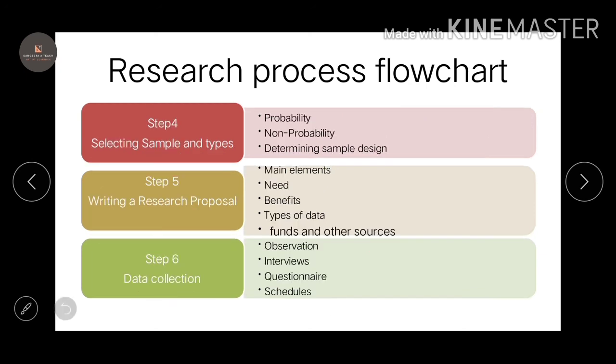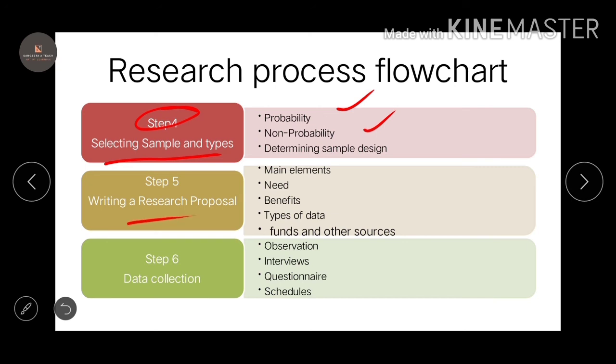Next, fourth step is selecting the sample. So in this, I'm going to select the sample size, what type of sampling technique that I'm using. It can be a probability technique or a non-probability technique. What are the tools I'm using for sampling, what is the size of my sample is also included in this step 4, that is selecting sample and types.